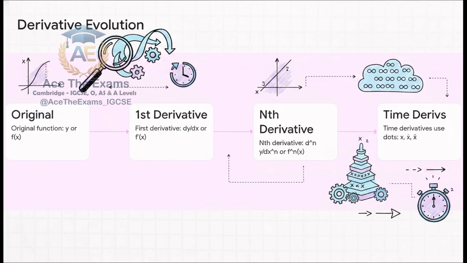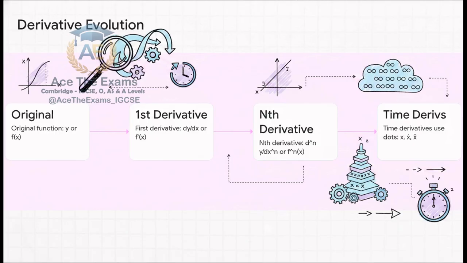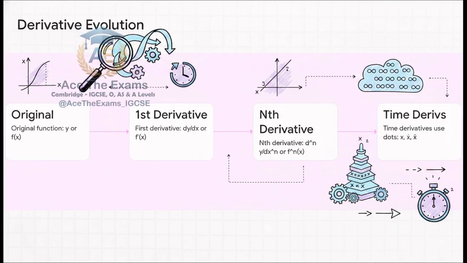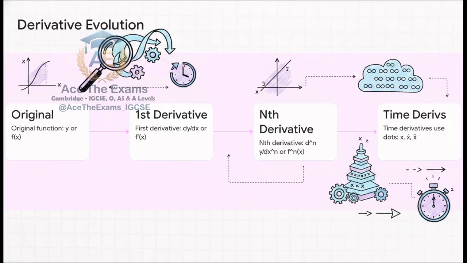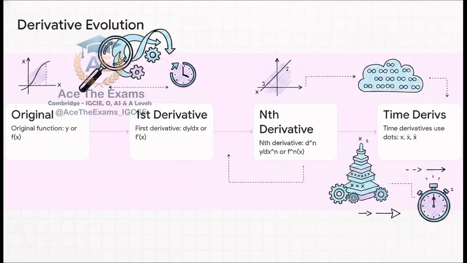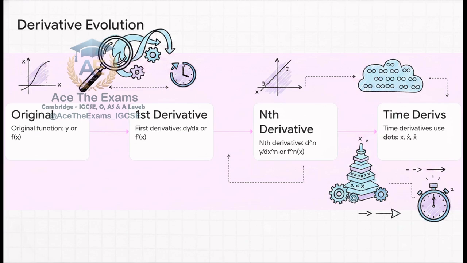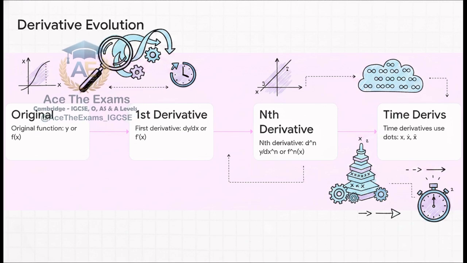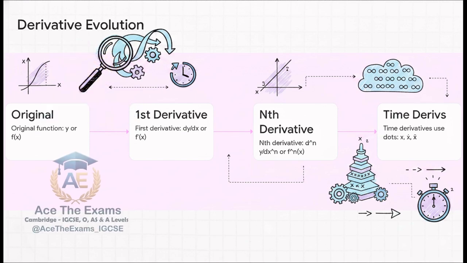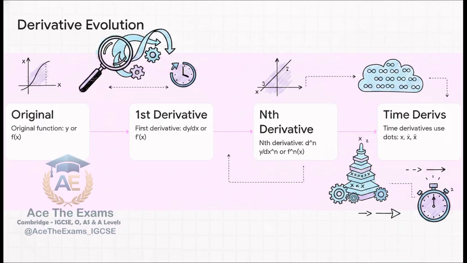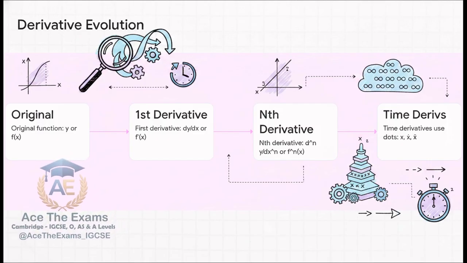This is the trap. If we are taking derivatives with respect to time instead of x, like in mechanics or kinematics questions, our vocabulary changes completely. We use dot notation. An x with one dot on top is the first derivative with respect to time, which is velocity. 2 dots is the second derivative, which is acceleration. If you use dy over dx in a kinematics question, the examiner knows you don't really understand the language.